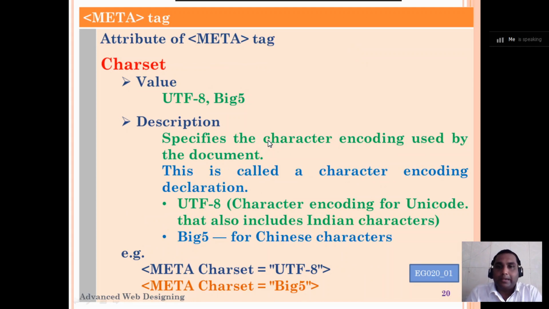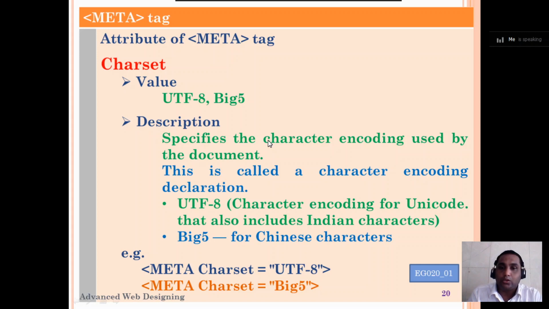Now, another attribute of the meta tag: charset. What is a charset? Charset is the character encoding used by this document. Your website is using what type of character code? There are a lot of character codes. Here I only specified two because your book has these two. Otherwise, when you search on Google, there are many character codes which can be given as a value to charset, for different countries.